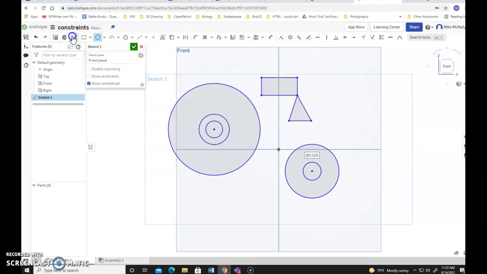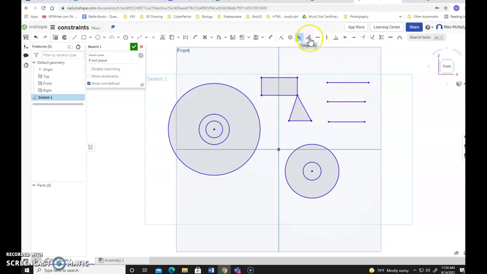Parallel. It's easy enough to do this without using the parallel. There, we can kind of see that those are parallel. But what if they weren't? What if maybe it was a really small line and you couldn't tell. I could say parallel. I say that line and that line, I want to be parallel. And it straightens them out for me. Okay, fine.